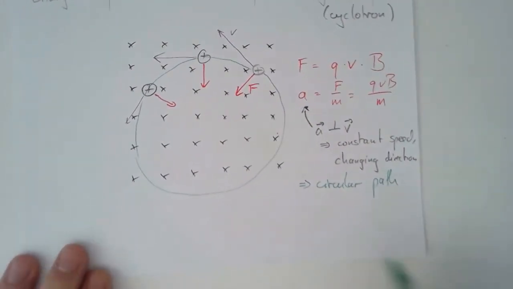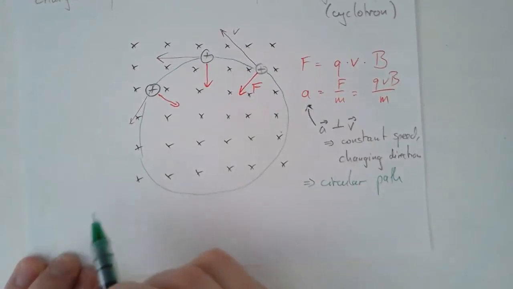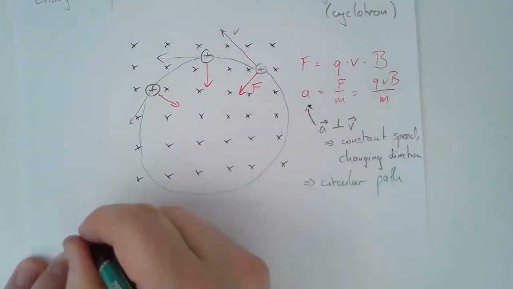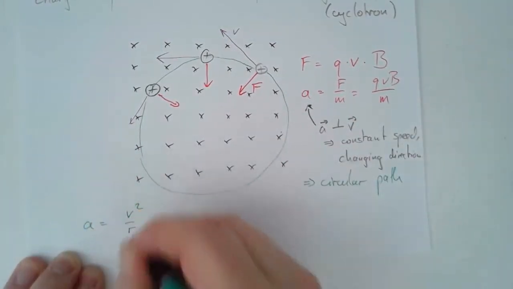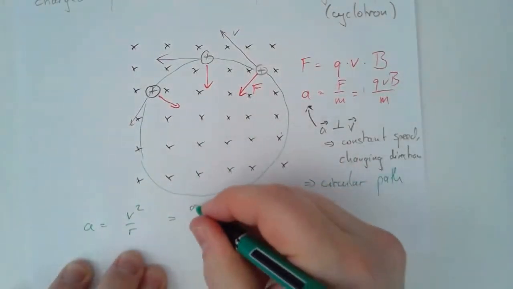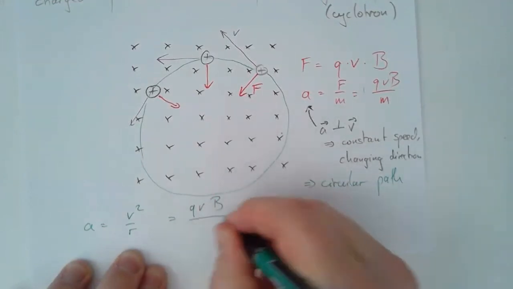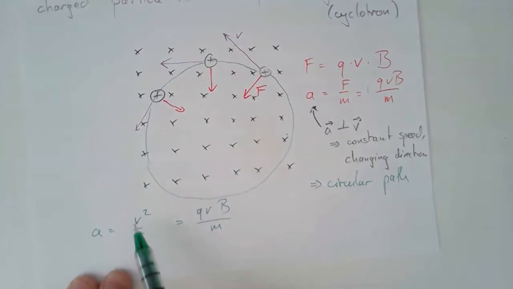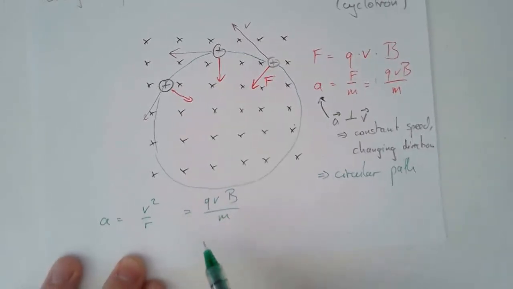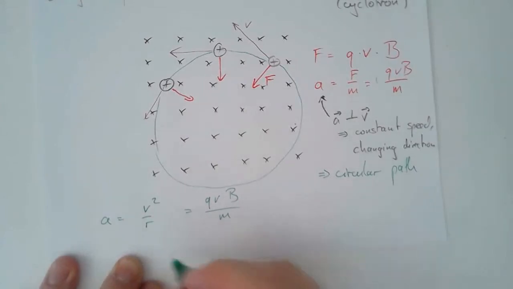Well, we can do the math here, right? We can say that A is what? It's V squared over R, right? Because it's circular motion. Centripetal acceleration. And that is equal to, we know it's equal to this, Q V B over M. We can simplify this a little bit, right? We can cancel one of the V's, and then what do we get? We get that V over R is QB over M.